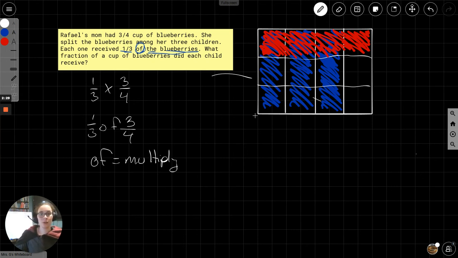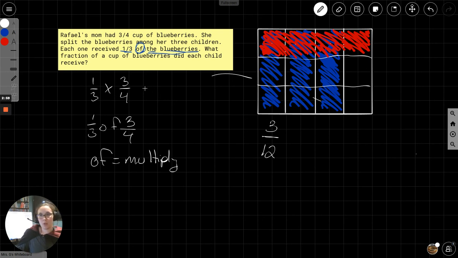To find that out, I need to know how many chunks my box is now. What is my total number? What is my denominator? Well, I've got 4 this way and 3 this way, so I now have 12 boxes. I went from having 3 to 12, so my denominator is 12. And how many are double colored? Well, 1, 2, 3. 3/12 of my box is covered.